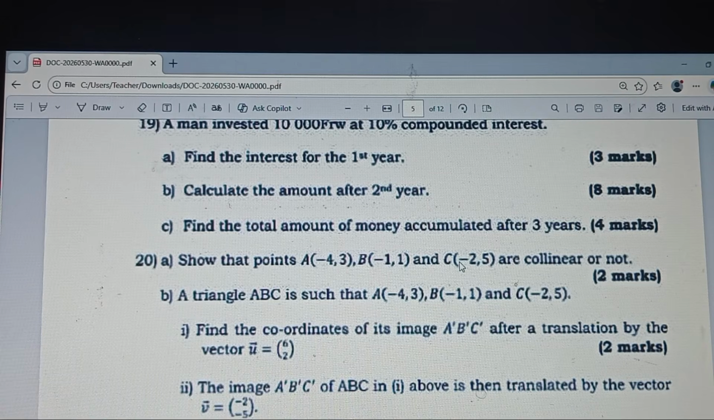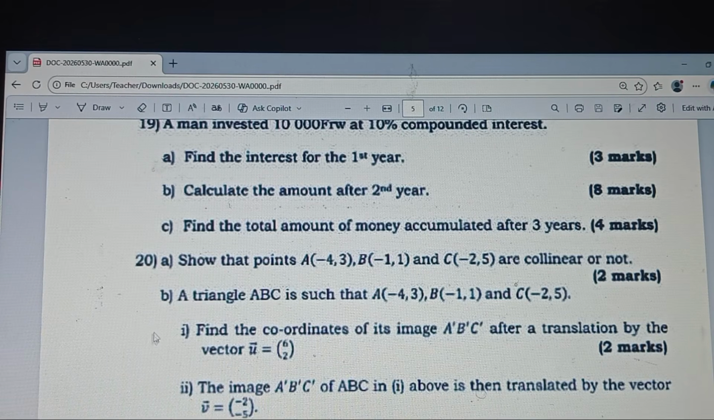Then you find the determinant of those vectors. If it is not equal to 0, it means that the points are not collinear. Or if you draw the graph on the Cartesian plane and it is not a straight line, it is also not collinear. Choose your best. I will show you in the marking guide.